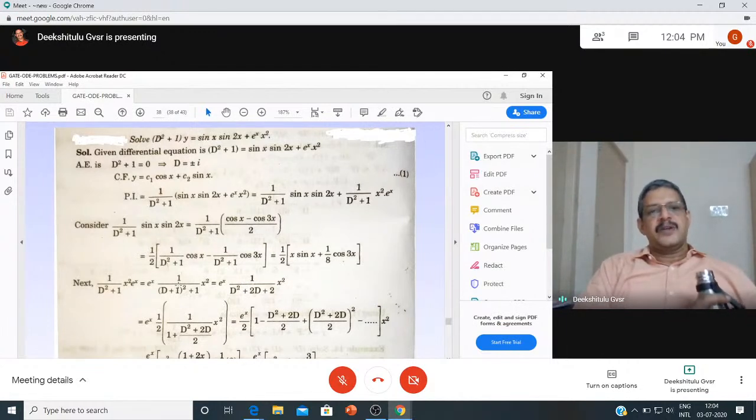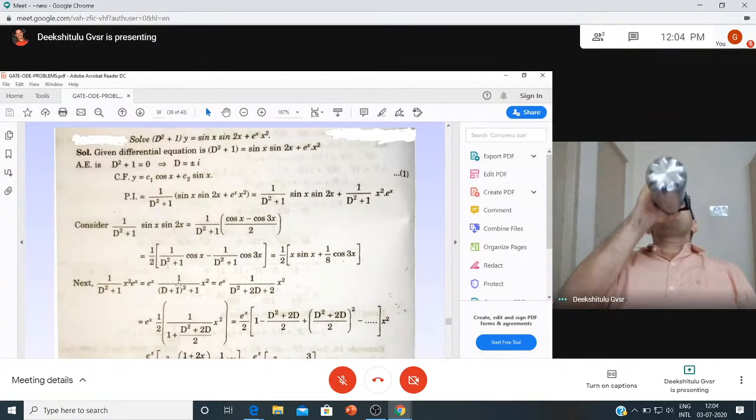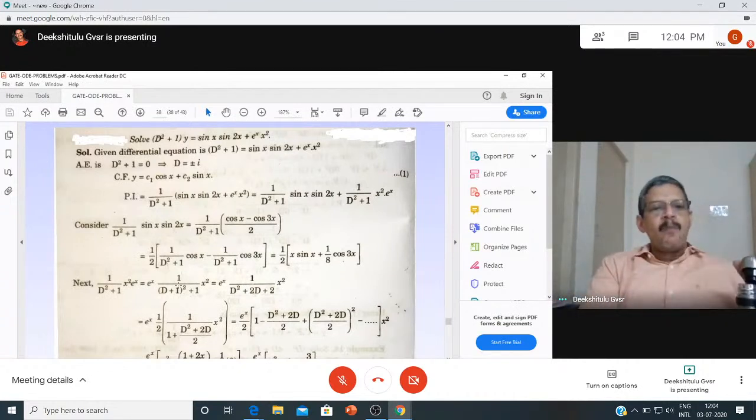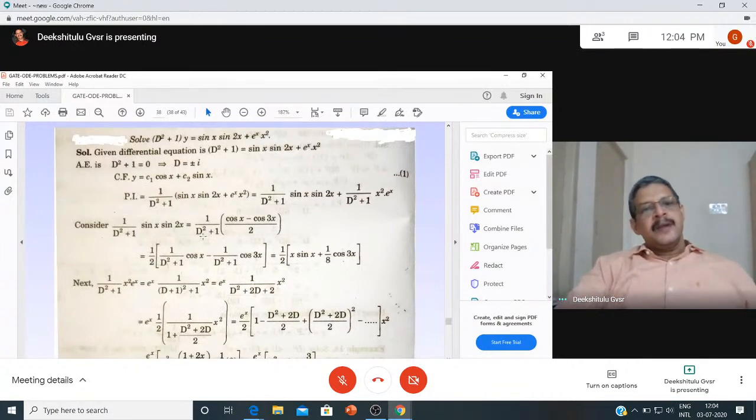Combination of miscellaneous functions. Combinations are one or two functions. Auxiliary equation is m square plus 1 = 0, m = plus or minus i. So y is c1 cos x plus c2 sin x. So particular integral is 1 by (D square plus 1) operated on sin x sin 2x plus e power x x square. Sin x sin 2x we can write as (cos x minus cos 3x) by 2, using trigonometric relations.